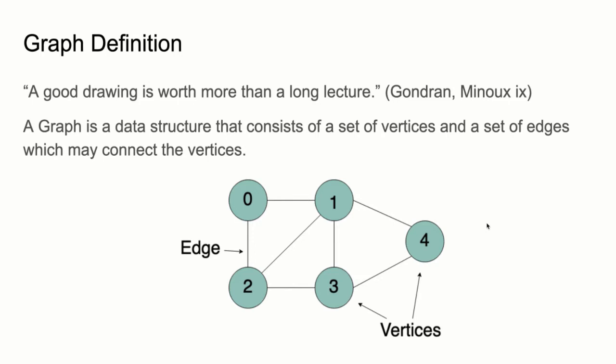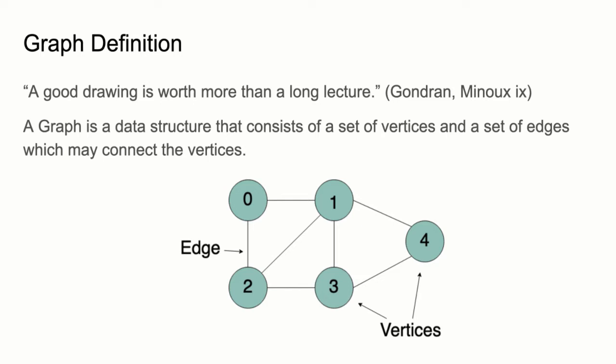So, a graph is a data structure that consists of a set of vertices and a set of edges which may connect the vertices. The reason that we include the quote here, "A good drawing is worth more than a long lecture," is because to visually represent these nodes and edges is easier than to articulate them verbally.